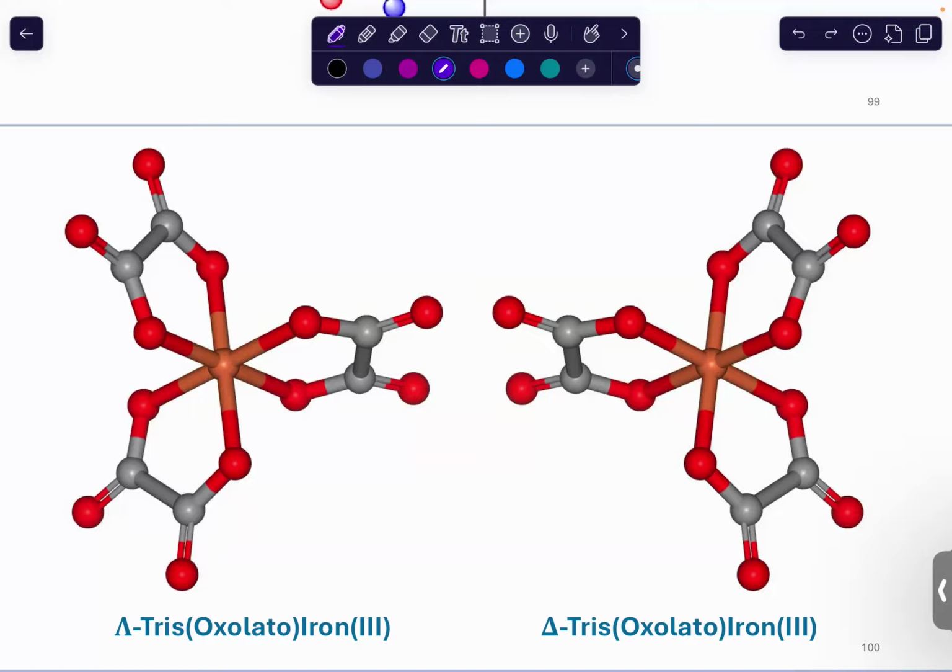So let's see, what are some of these? Tris: 3 identical, often complex structural groups. That's part of the name. Oxalato. In this case, it's 3 oxalate groups, which are bidentate to the central iron atom. There's a new word for you, bidentate.